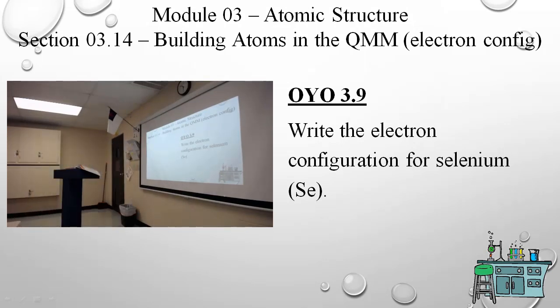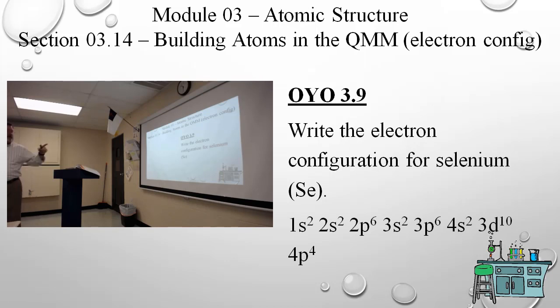So, just look it up there with me. Do you see the 1s2 is full? The 2s2 is full. The 2p6 is full. The 3s2 is full. The 3p6 is full. The 4s2 is full. The 3d10 is full. And the 4p, 1, 2, 3, 4 is your last positions.